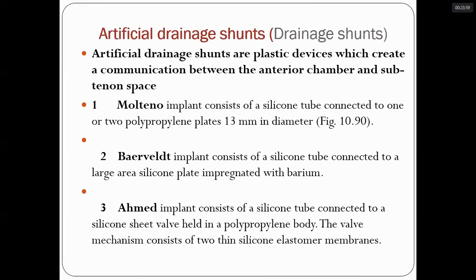Drainage shunts are also put in if the filtering surgery doesn't work. Artificial drainage shunts are plastic devices which create a communication between the anterior chamber and the subtenon space. With the same principle, we use the Molteno implant, the Baerveldt implant, or the MF implant. The MF ball is cheaper than the others, so we use this frequently nowadays.